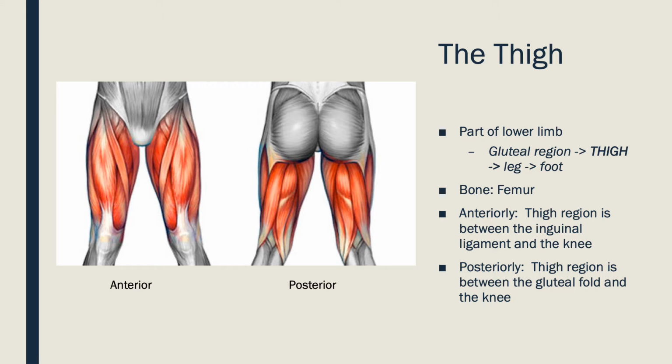First of all, what is the thigh? The thigh is part of the lower limb, and the lower limb goes from the gluteal region to the thigh, to the leg, and to the foot. And the only bone in the thigh is the femur.